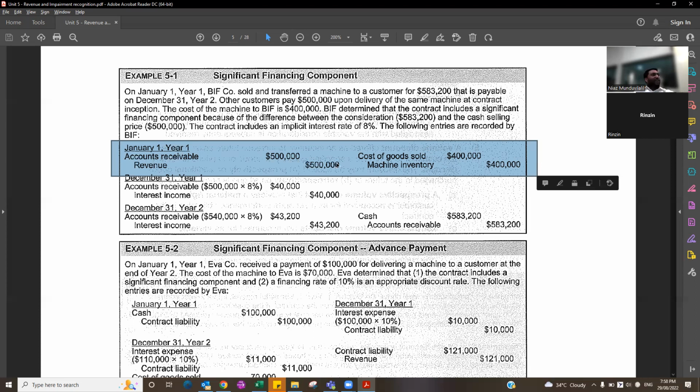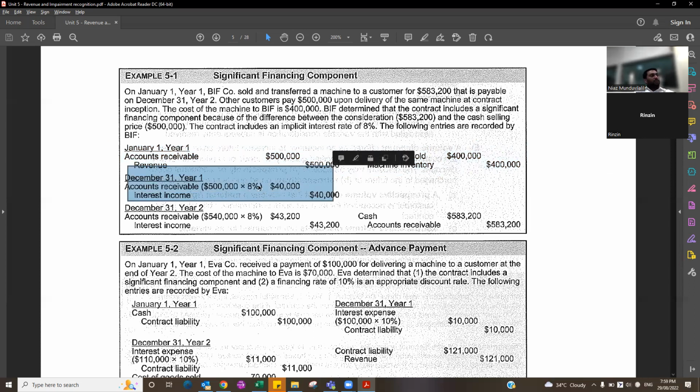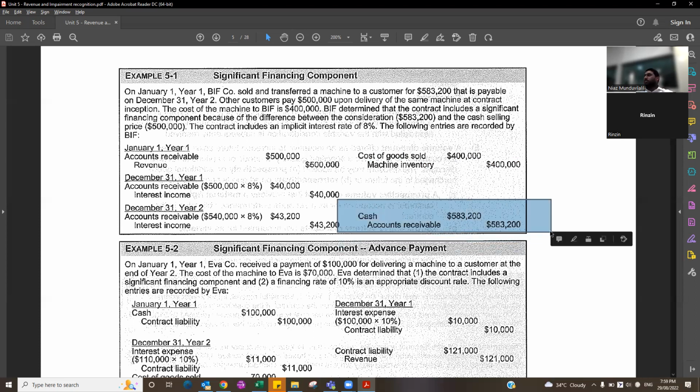Now, you did your sales entry, and on December 31st, first year, what are you going to do? Your receivables is 500,000, right? 8% is the interest, that is 40,000, your interest income. You pass your journal entry for that. And in the next year, what happens? This 500,000 plus 40,000, so 540,000 is your accounts receivable. On that amount, you will calculate your interest of 8%. Clear? And after 2 years, your customer pays you. So your entry will be cash account up to accounts receivable. All good?